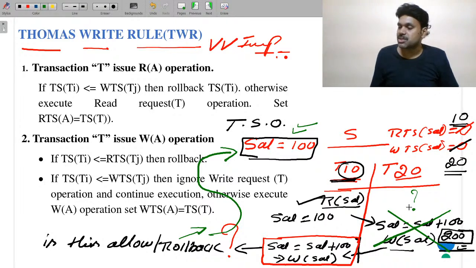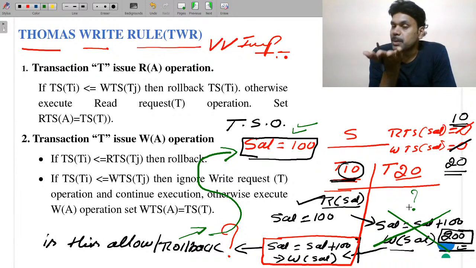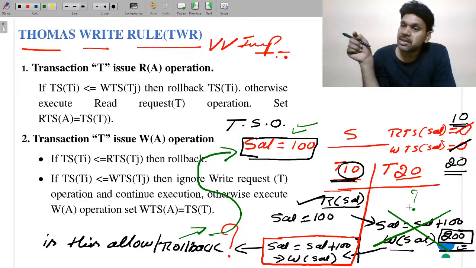So I am in question mark. Ambiguity, inconsistency: in T20 I performed plus 100, but this time plus 100 is lost because somebody rolled back my value. This is the problem with timestamp ordering. The main problem with timestamp ordering is that there may be a chance of rollbacking of your transactions in the events of this kind of write and read operation.